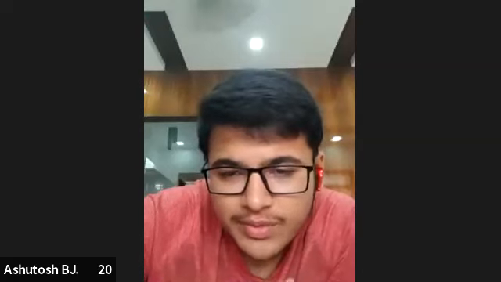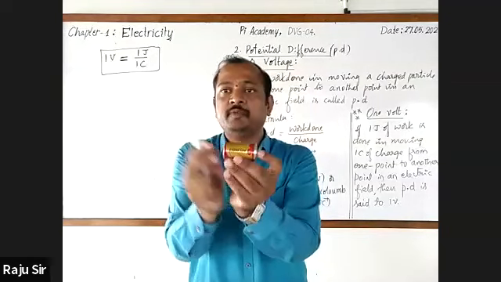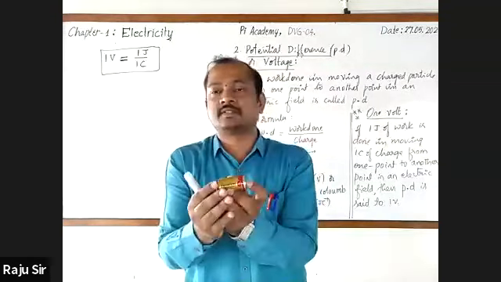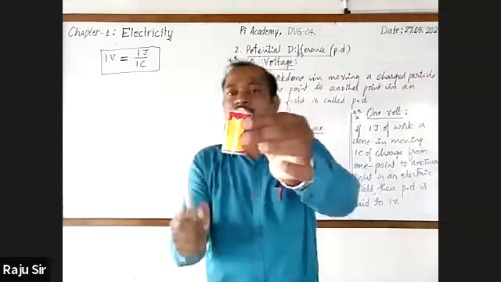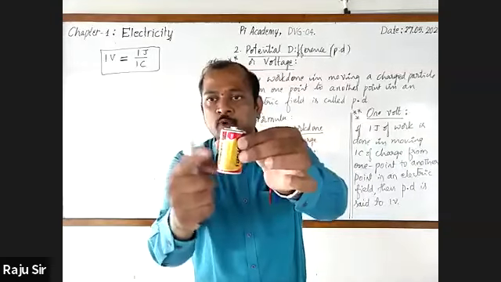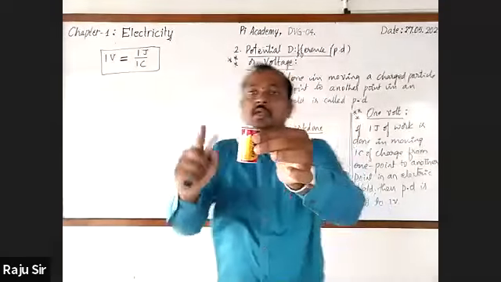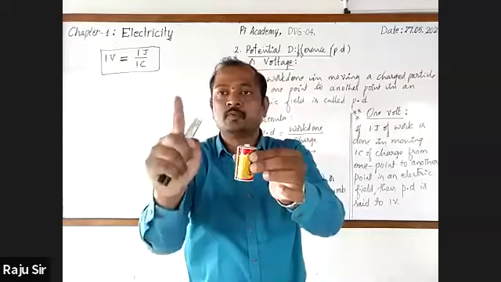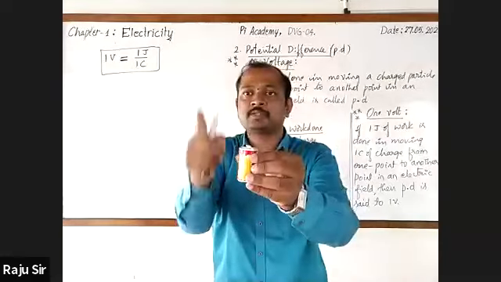Sir, what is the difference between battery and cell? Sir, in case of a battery, we take more than 1 cell. That is a battery. Once I tell you, if its voltage is 1 volt, then it is understood that it can do 1 joule of work in moving 1 coulomb of charged particles from one point to another point. Got it? Okay.